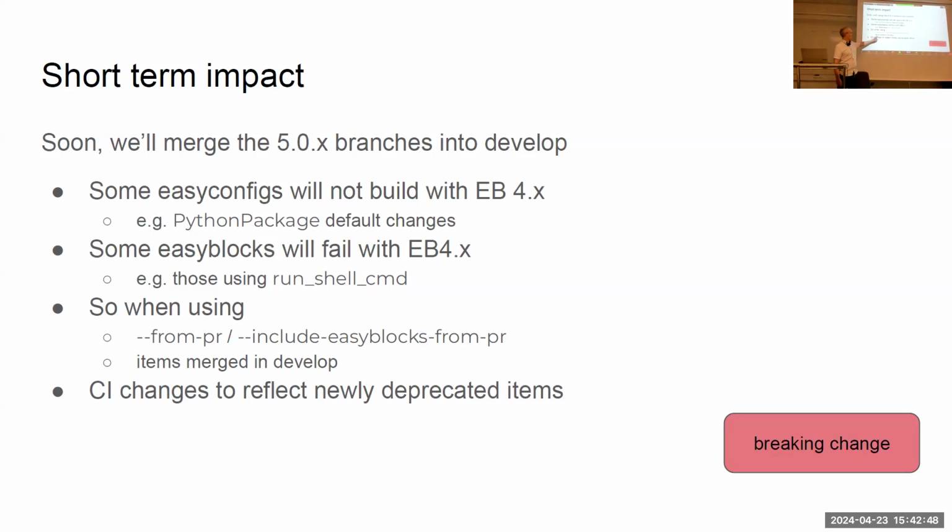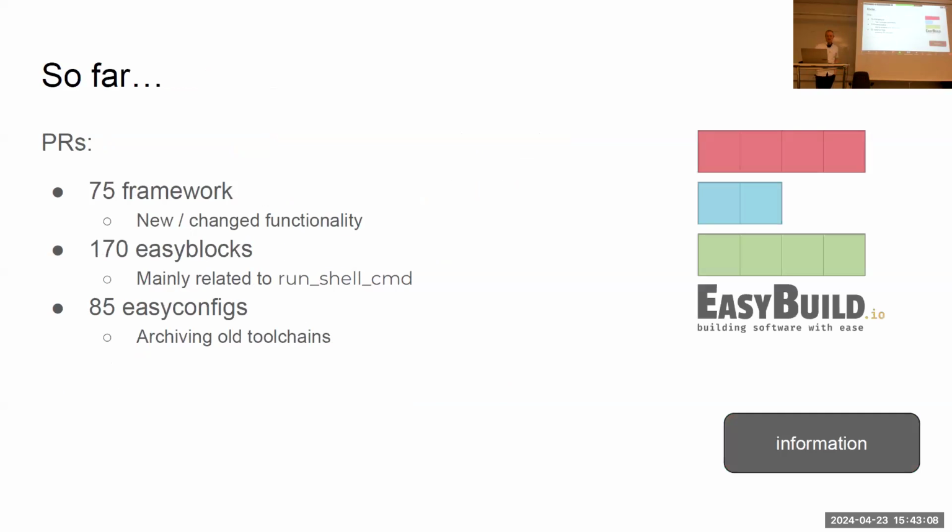One of the things also is this CI will change to reflect the newly deprecated items, i.e. where we've said, please don't do this in future, we'll have the PRs going, please don't do this. It will cause failure, such as the mod files in Fortran that I mentioned, we will fail. So far, and Kenneth mentioned this, there's a number of PRs: 75 for framework, which is mainly the newer changed and deprecated remove functionality, 170 in EasyBlocks, which is mainly run_shell_command, and 85 in EasyConfigs, which is almost entirely archiving all of them.